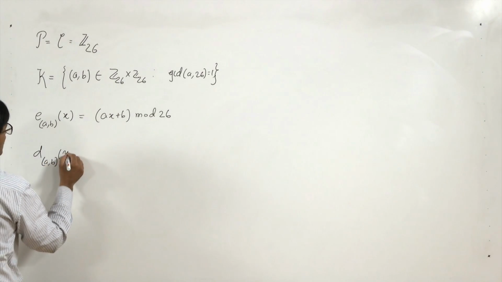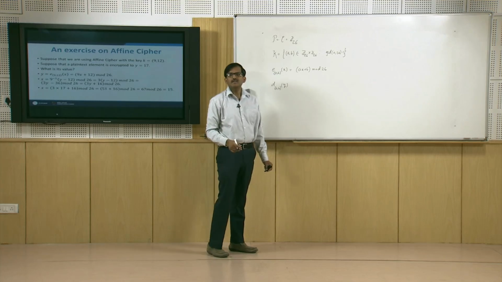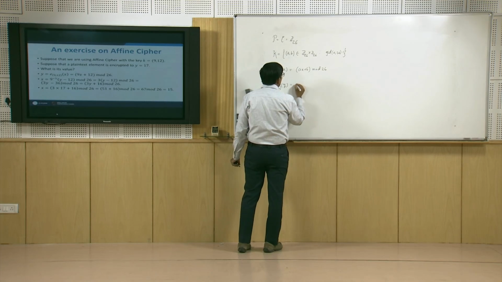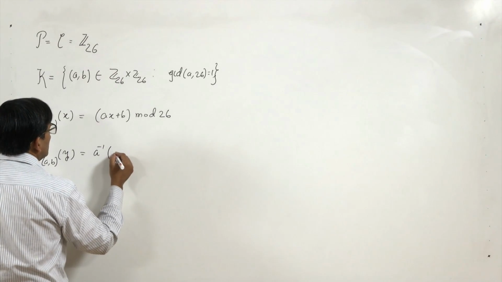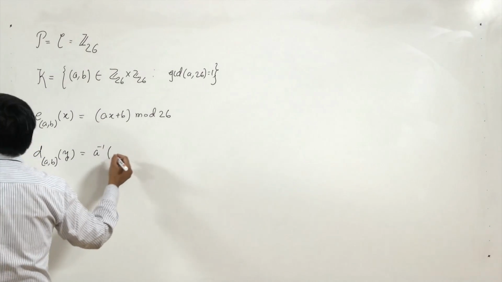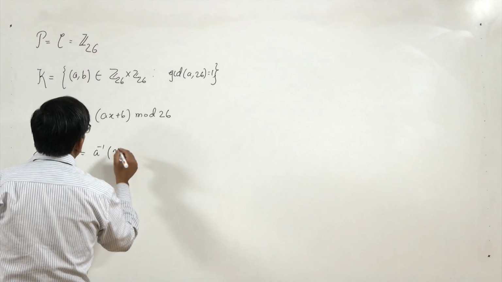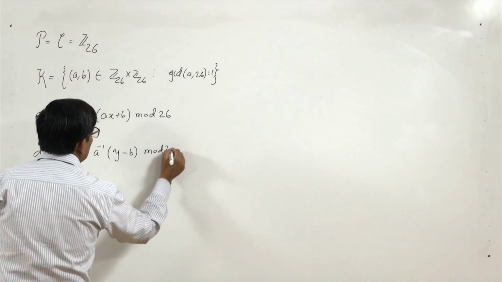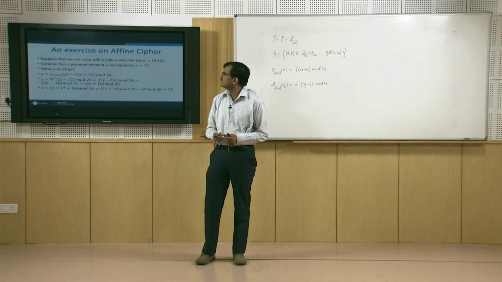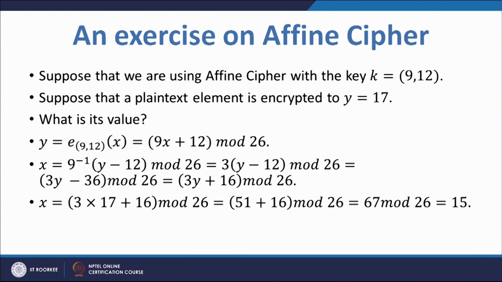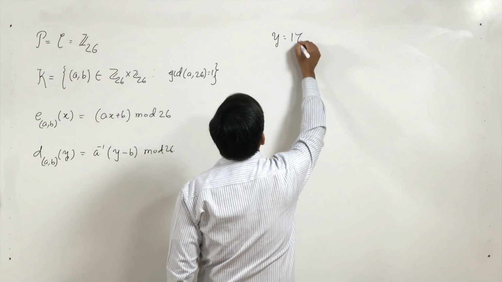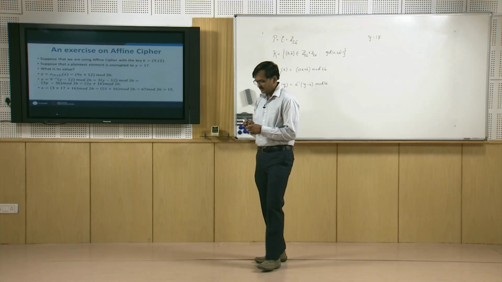and the decryption function D sub A comma B operated over Y, which is the ciphertext, is A inverse Y minus B mod 26. Now we have already studied these things. Now we have a question here. Suppose somebody gives us an encrypted character. Let us say this ciphertext is 17. So suppose he gives us y equal to 17 and asks us to find out the corresponding x. How will we do that?